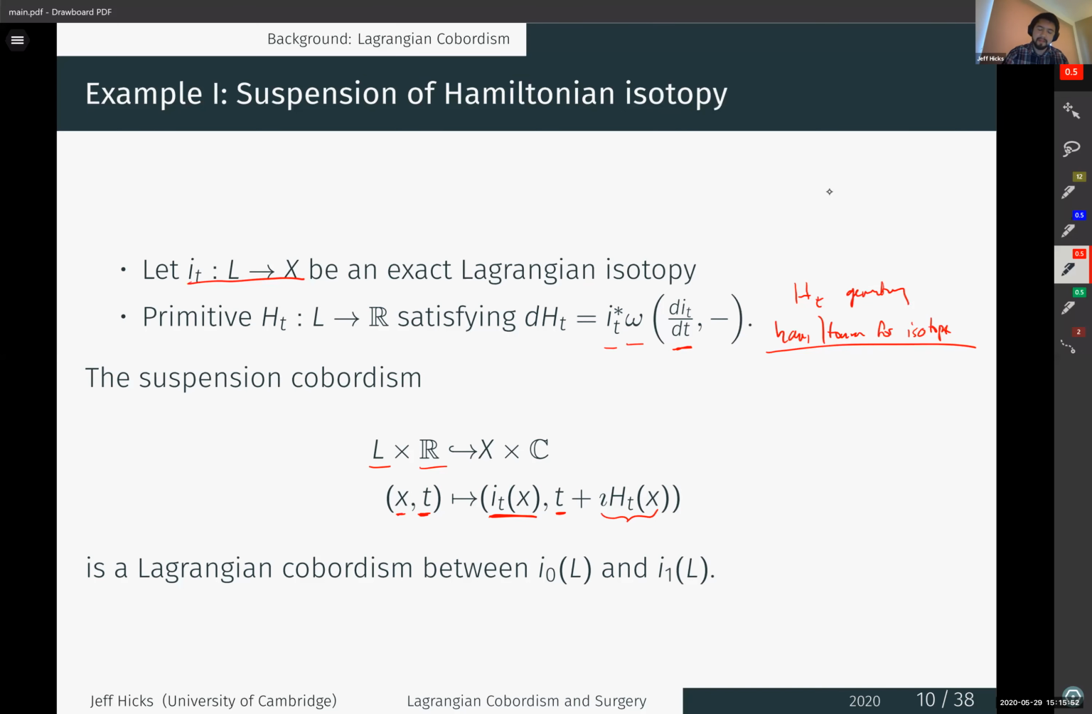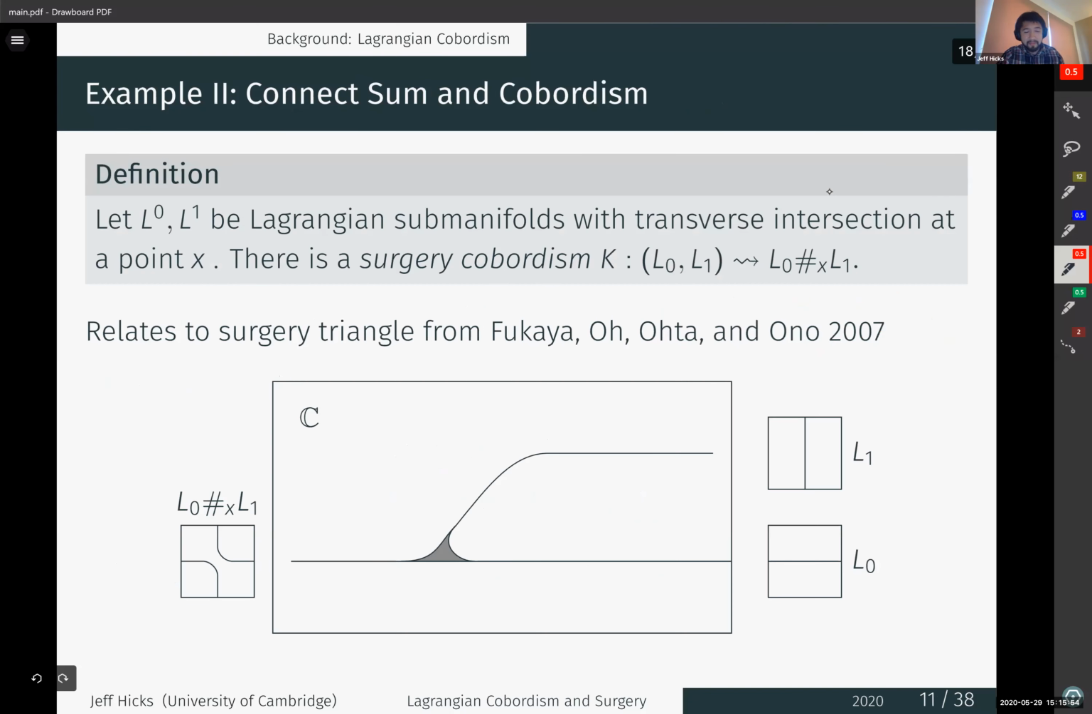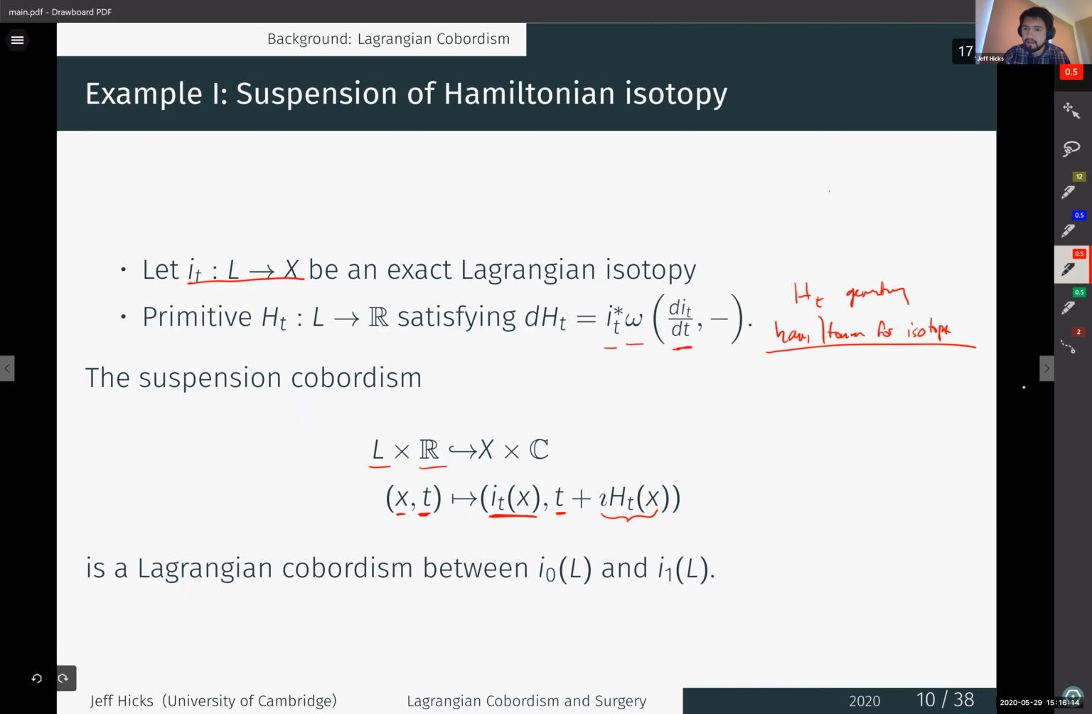The second example of Lagrangian cobordisms, which are very prevalent, are related to Lagrangian connect sum. Why is this a Lagrangian? I don't have a really good intuition for why it's a Lagrangian besides that you compute it in coordinates. No, sorry, I mean why it is so close to providing a counterexample for the nearby Lagrangian conjecture.